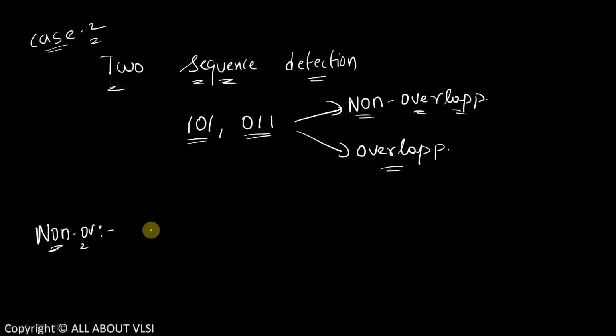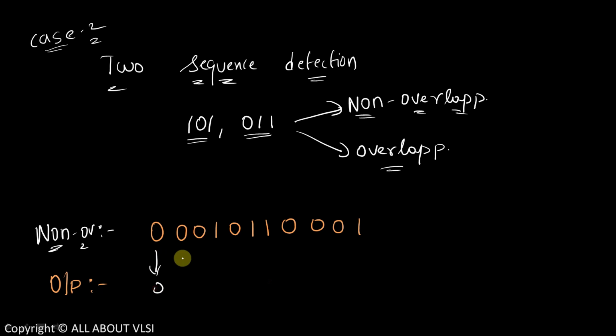Let us have a sequence 0 0 0 1 0 1 1 0 0 0 1. Okay, let's say this is our sequence. Now, coming to the output, it will be equal to 0, since no sequence has been detected till now. Here also the output will be equal to 0, and since the sequence 101 has been detected, the output will become 1.